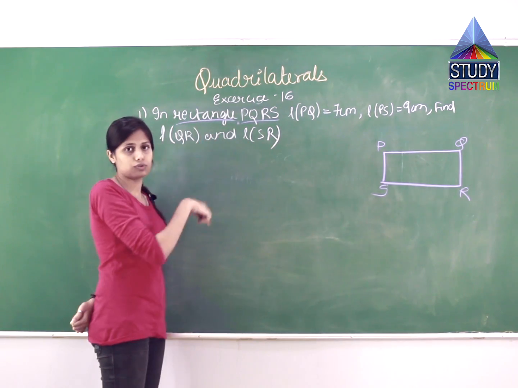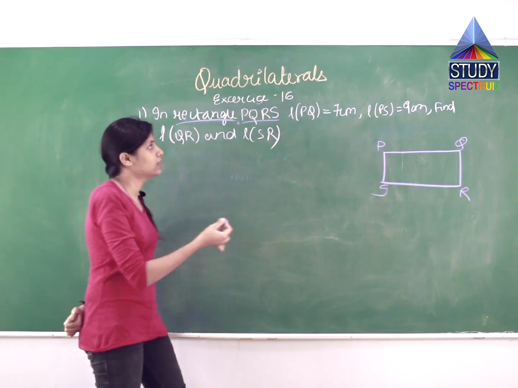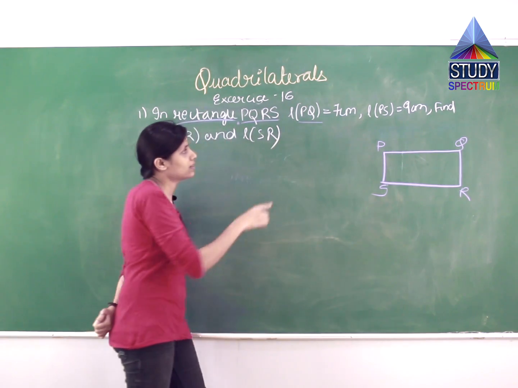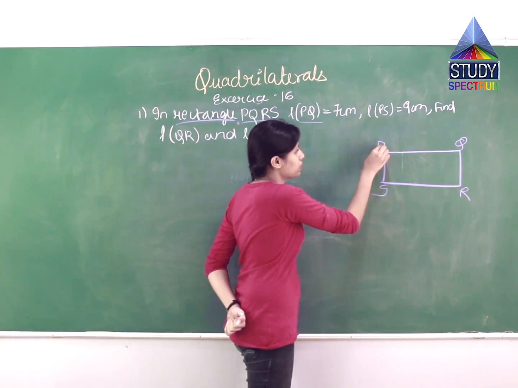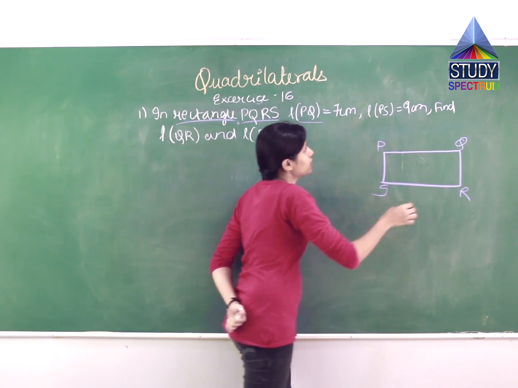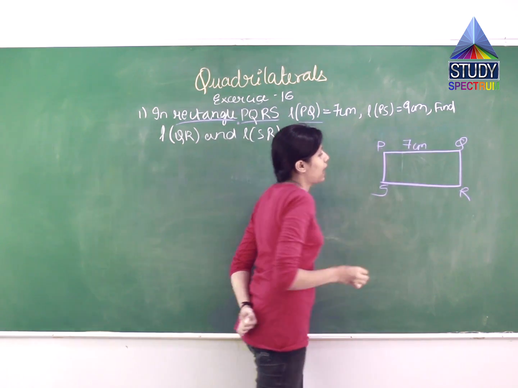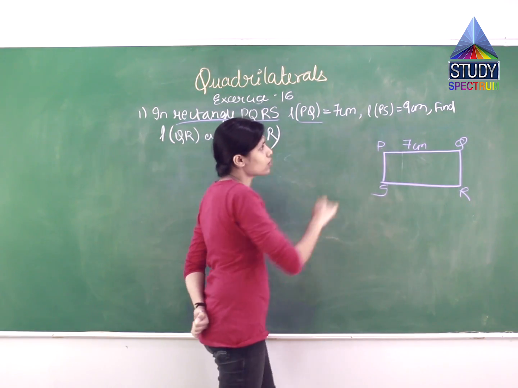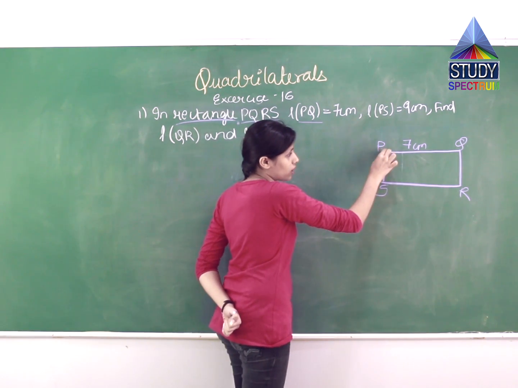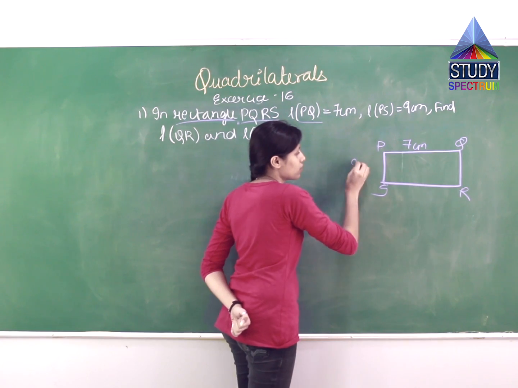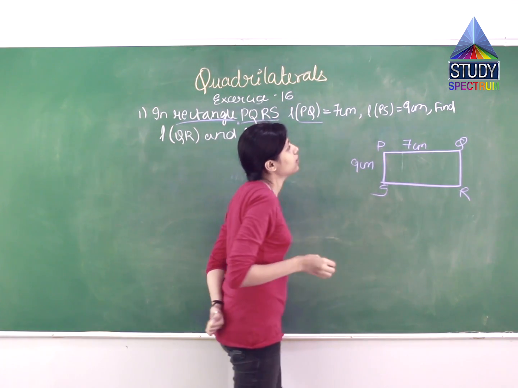Now they have given you further information about this rectangle. Length PQ. So where is P? Over here. Q, it is over here. It is of 7 centimeter. And length PS is of 9 centimeter. So they are talking about this. This is of 9 centimeter.